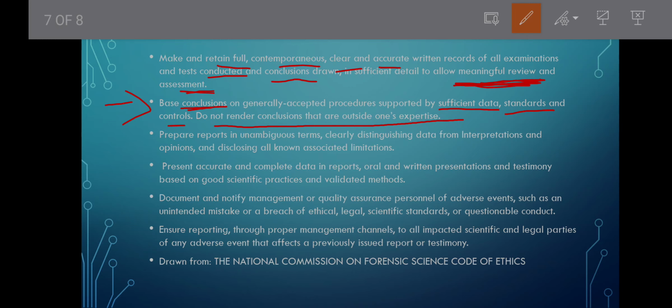What does this mean? We have different forensic professionals, right? Like a forensic toxicologist, then we can say a fingerprint expert. So a fingerprint expert should not give expertise in the field of forensic toxicology, because they have studied two different branches of forensic science, right? So one should not give his conclusion outside one's expertise.